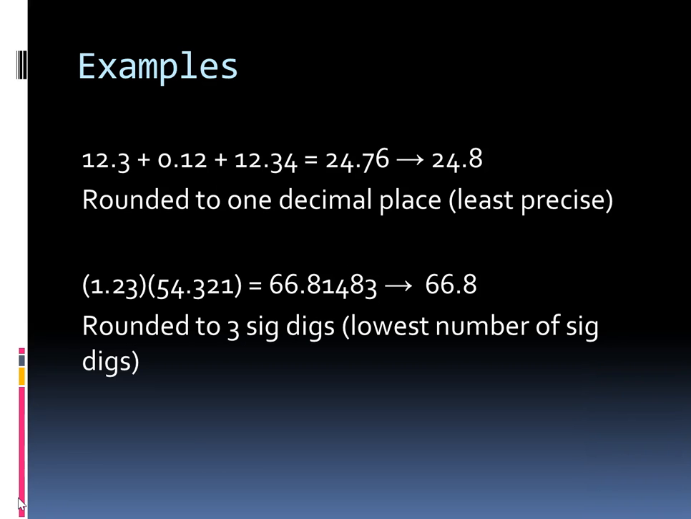As you can see in the first example here, the 12.3 has the lowest number of decimal places. Because we are adding, our final answer will have the same number of decimal places as the 12.3. In the second example, the 1.23 has the lowest number of significant digits. Because we are multiplying, our final answer will need to have the same number of significant digits as the 1.23.